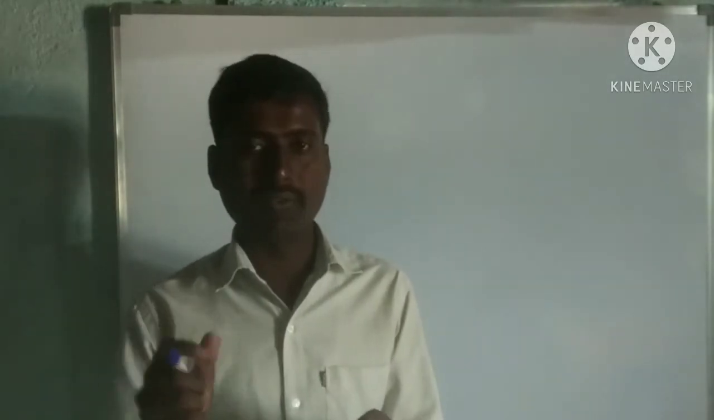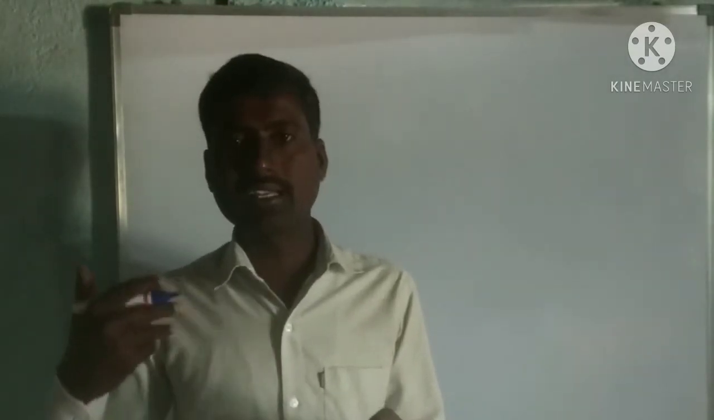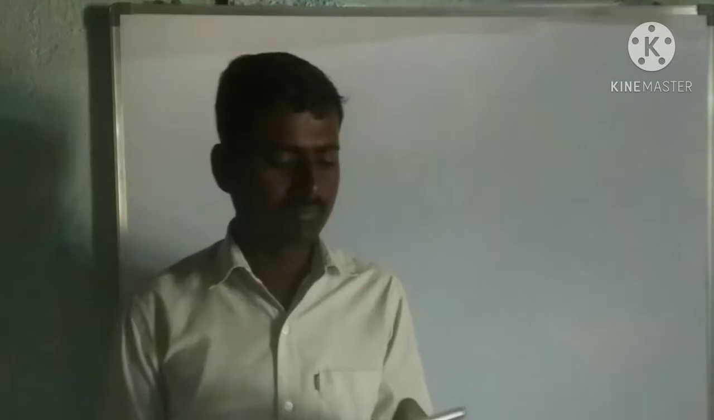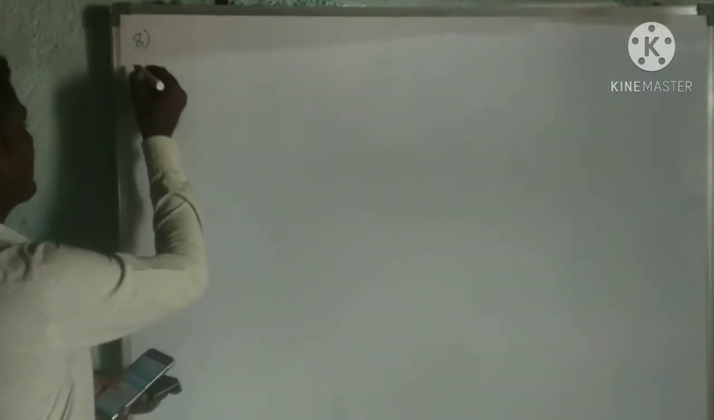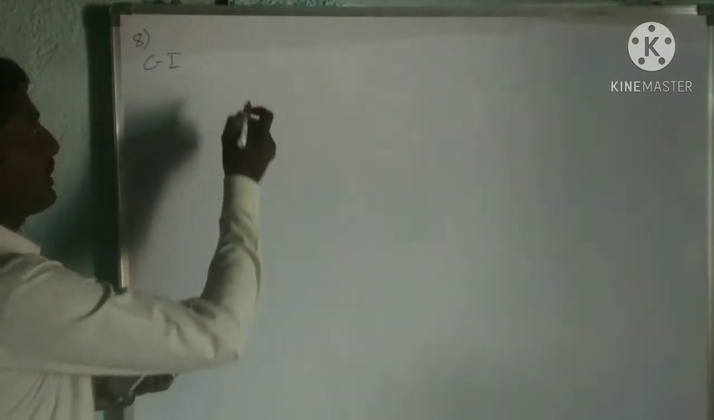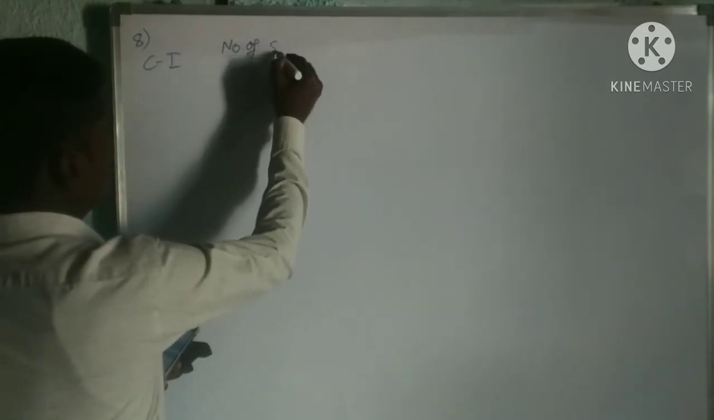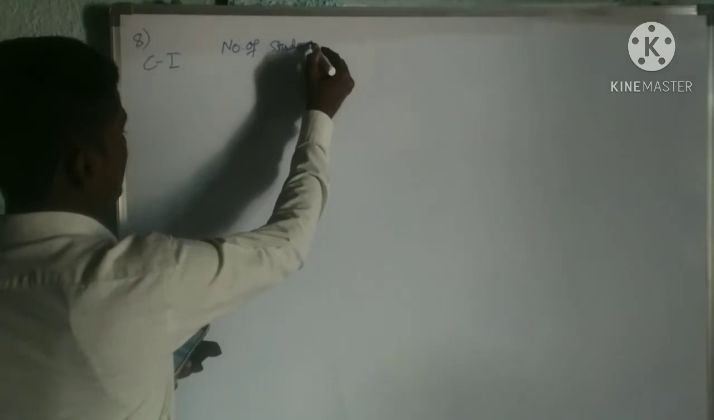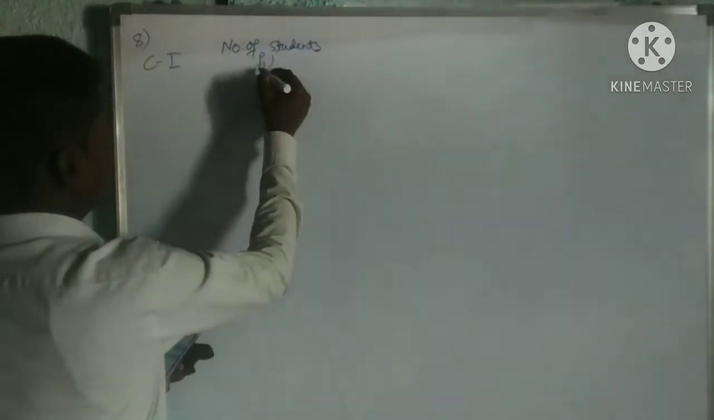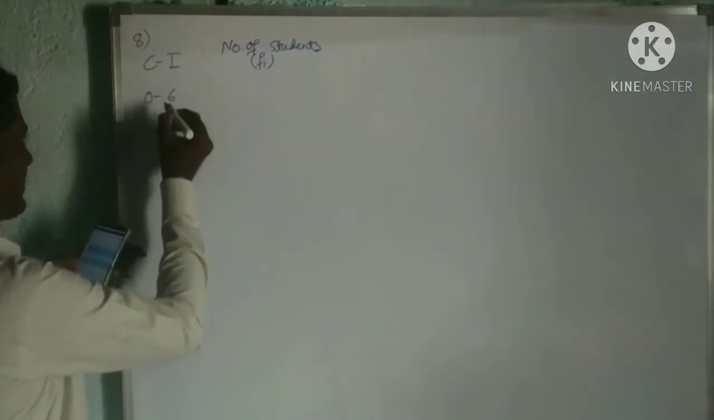We have to find the mean number of days. First they have given the number of days as class interval, and the number of students they have given as frequency. Now directly I will take the table from the given data. Number of days I will take as class interval, CI, and number of students I will take as frequency, fi.